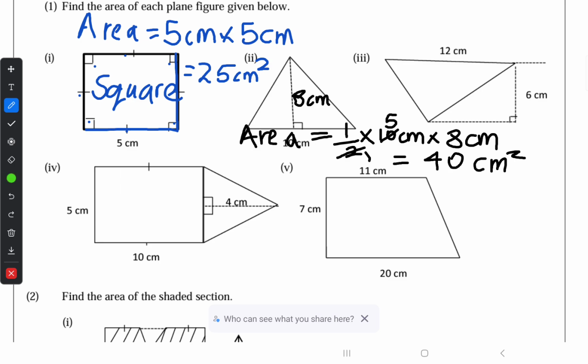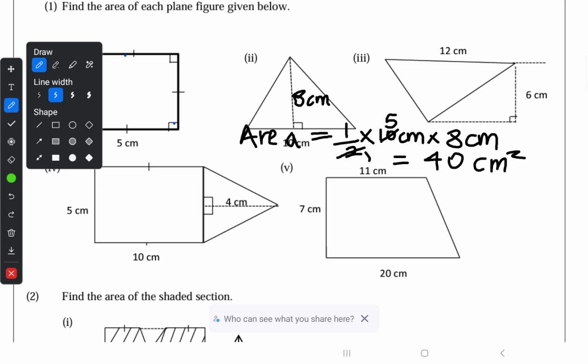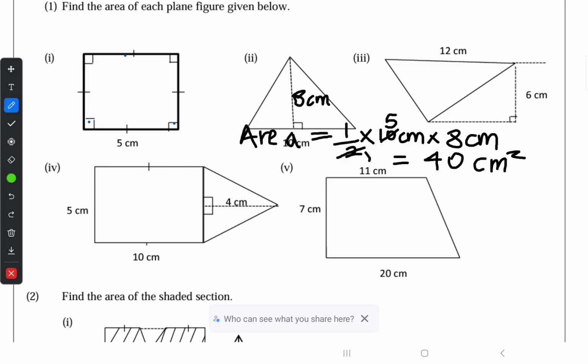Okay. Now let's discuss another question. Our next question, that is the third. When you look at this picture, you can see the base is given. The perpendicular height is given inside. So we can conclude, perpendicular height means from the base to its opposite vertex. Base to opposite vertex.